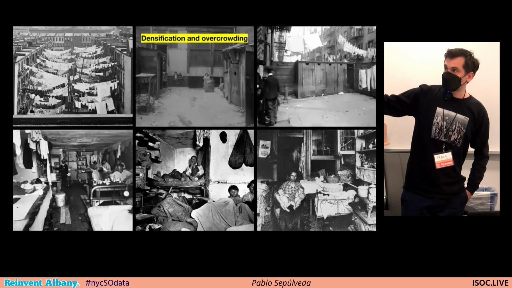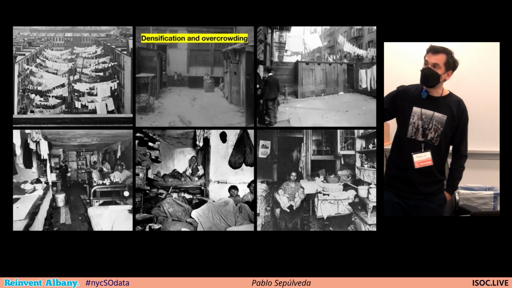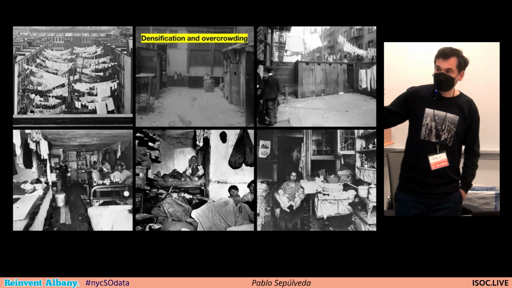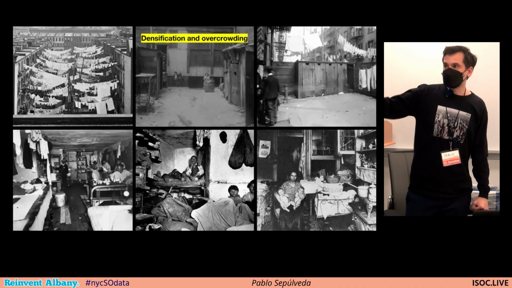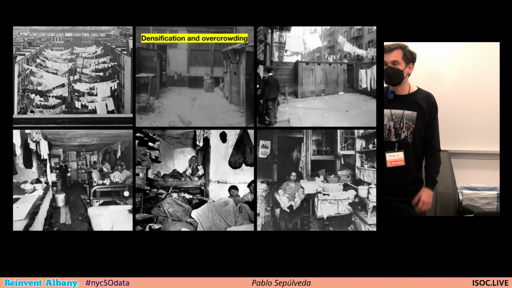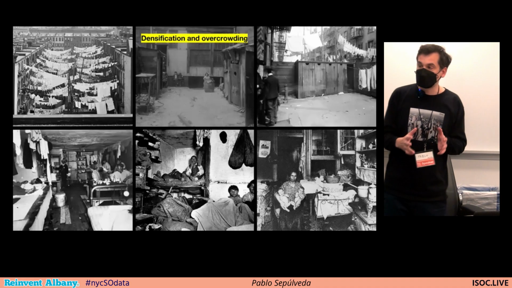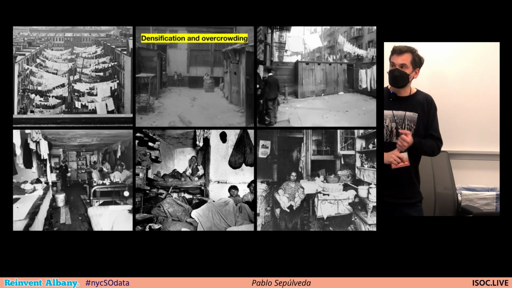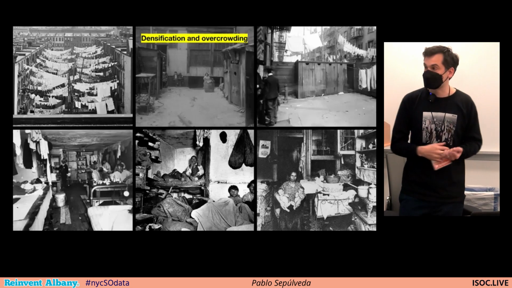So the densification and overcrowding led to living conditions that brought a lot of health concerns and quality of life situations, right? So these photos represent a little bit of the conditions in which the people that migrated to the United States lived in, right? They lived in tenement housing that became densified in a very short period of time, with lack of access to sanitation and lack of access to natural light and air, etc.